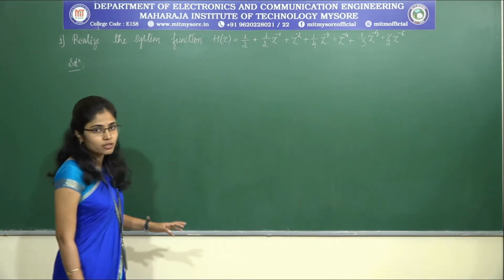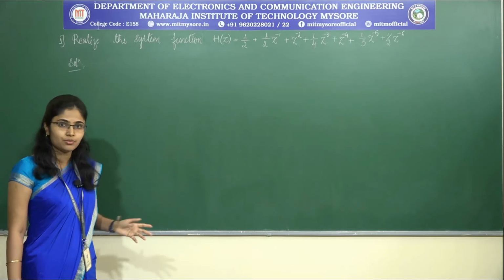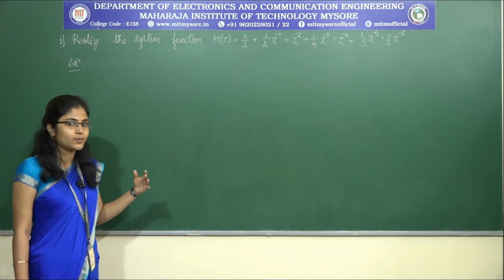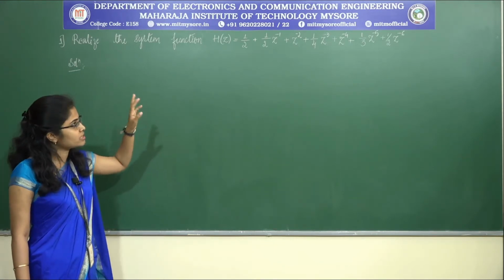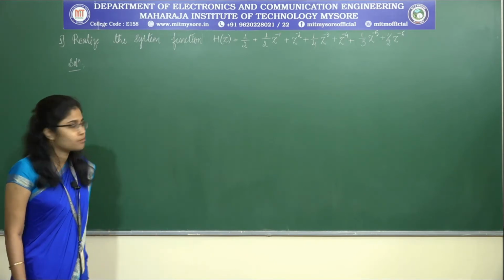So in the exam, they give a single system function and tell you to realize it in all three structures: direct form, cascade, as well as lattice. So let us take the system function and try to realize it using direct form realization.